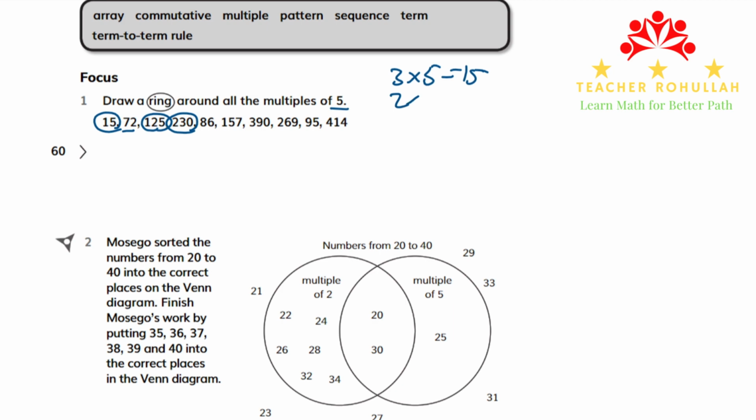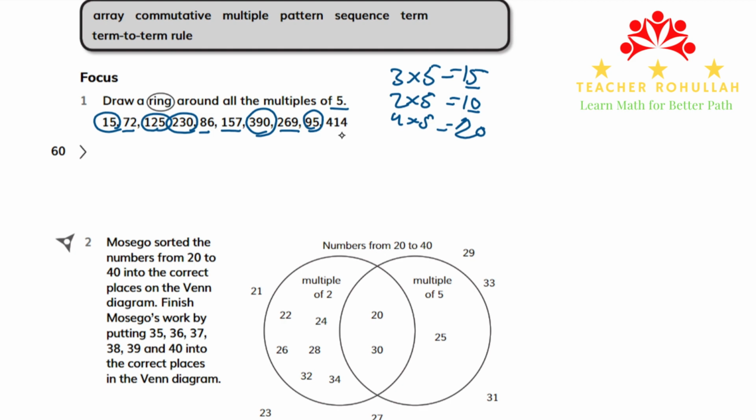For example, if we multiply 2 by 5, we get 10. If we multiply 4 by 5, we get 20. So any number that ends in 5 and 0 can be a multiple of 5. 86 is not a multiple of 5. 157 is also not a multiple of 5. 390 is a multiple of 5. 269 is not a multiple of 5.